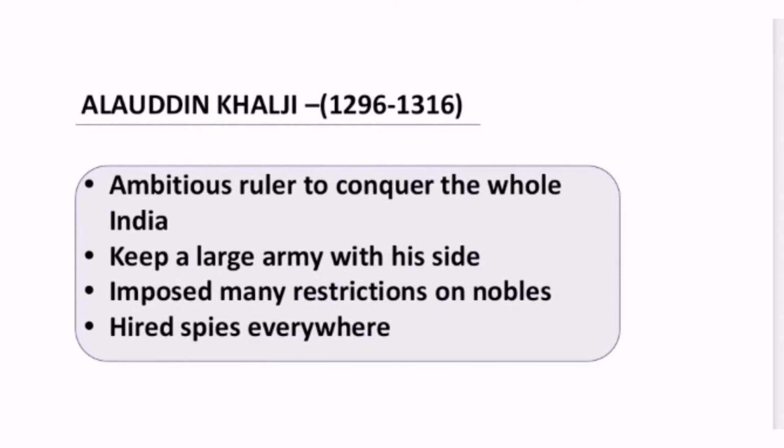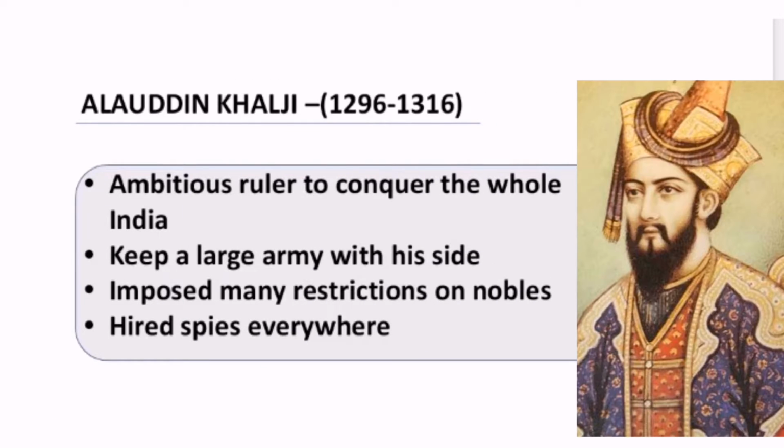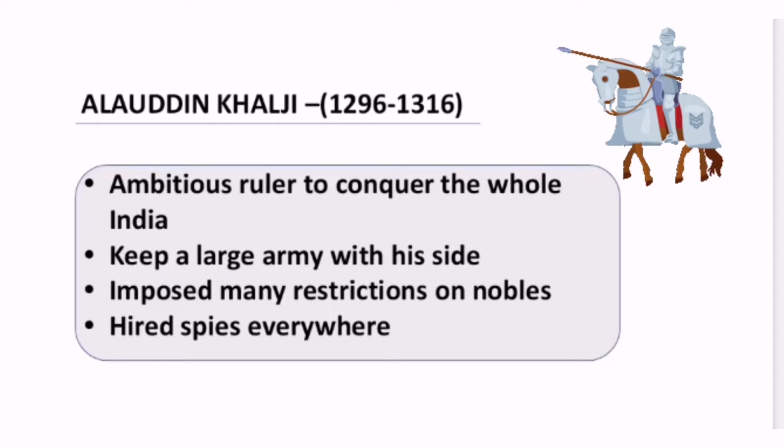So, next ruler, Alauddin Khalji. Alauddin Khalji was a very significant ruler of the Khalji dynasty. He was an ambitious ruler. He wanted to conquer the whole of India. To achieve his goals, he took steps to keep nobles and landowners in control.